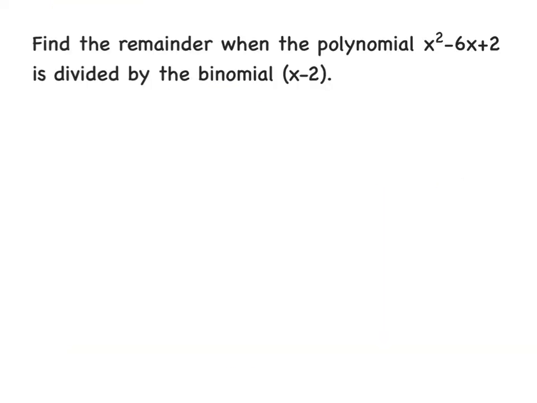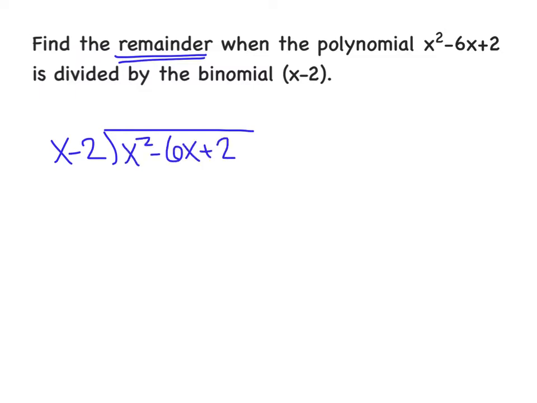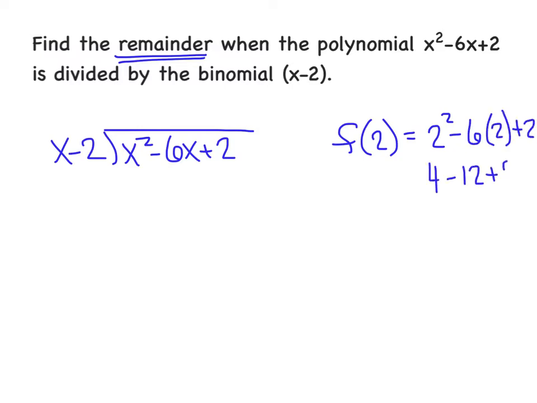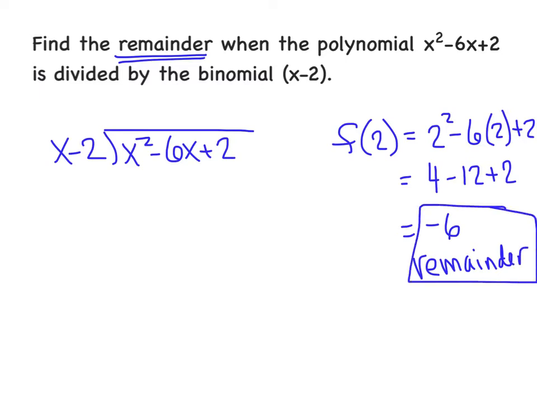Here's another really similar question. At the end of the day, they want to know what the remainder is. So we could set it up. And again, if you're madly in love and you get really excited doing long division, then go for it. Knock yourself out. But I'm just going to evaluate f of 2. By the time I get 4 minus 12 plus 2, I got negative 6. And ladies and gentlemen, that's my remainder. I'm done already. These questions are going to take us about 30 seconds apiece.